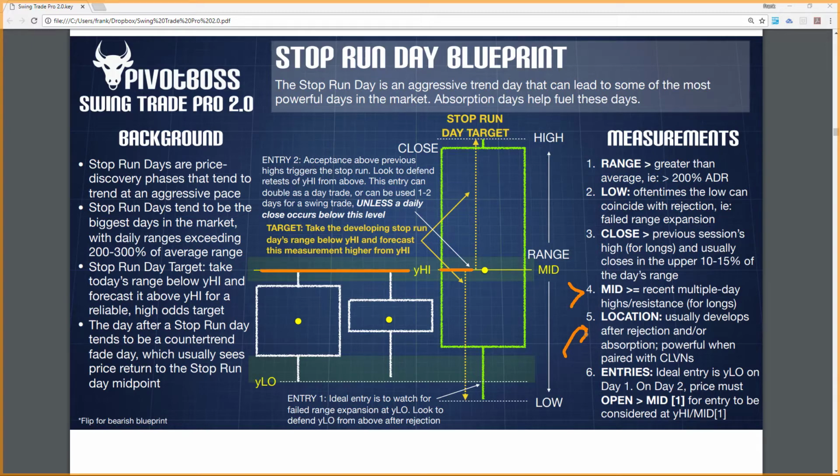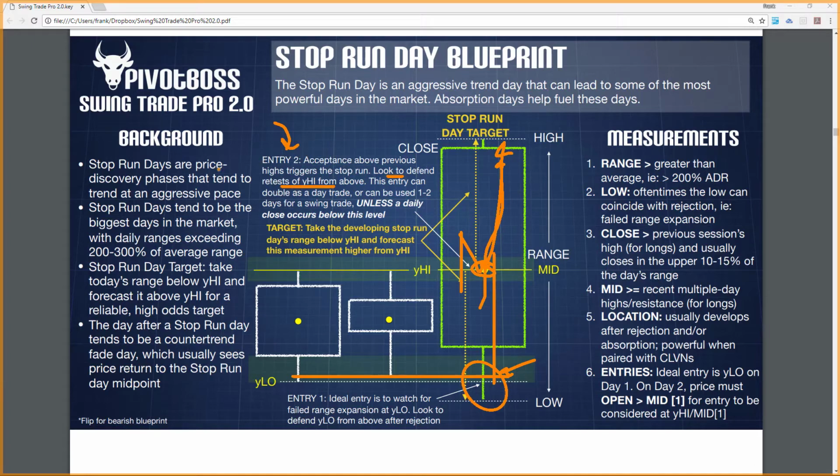The entry points for this one again, if you see that there is a rejection happening down here, this could be the ideal entry for a continuation higher. The secondary entry point is after the breakout, retesting the breakout point and defending that area for a continuation. That is another spot. So look to defend retests of the previous high from above. This entry can also double as a day trade. So all of this can be played as a day trade, or you can position yourself on a swing basis as well. So those are the major points right there.